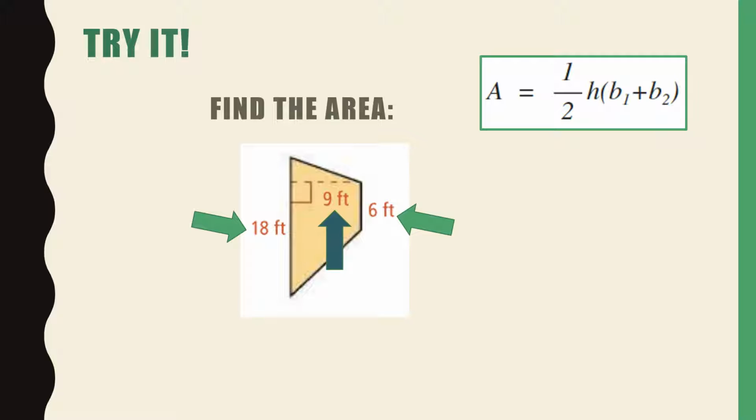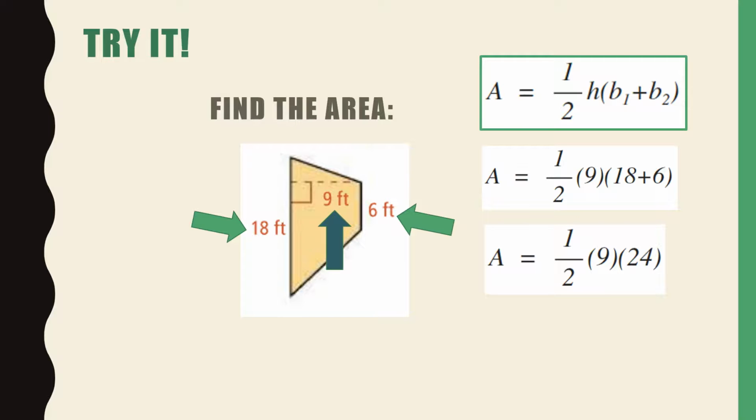Again, it doesn't matter if we do 18 plus 6 or 6 plus 18 because it comes out the same either way. So don't get bogged down on deciding which one is base 1 and base 2. So we have our base 1, base 2 is 18 plus 6. Our height is 9, and we multiply that times a half. And when we get that, we get a half times 9 times 24. Multiplied all the way out, we get 108 square feet.